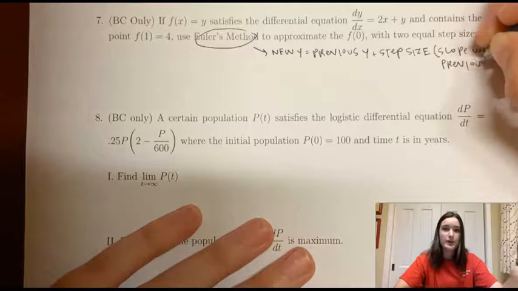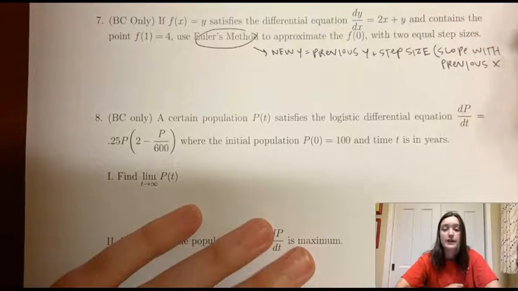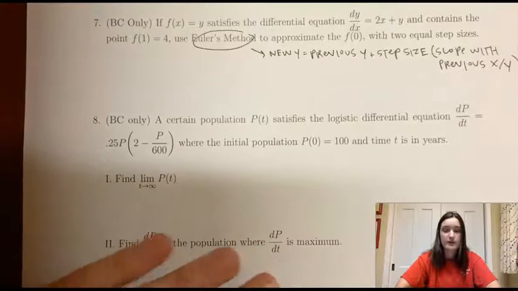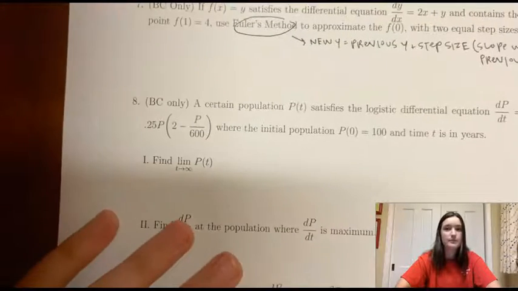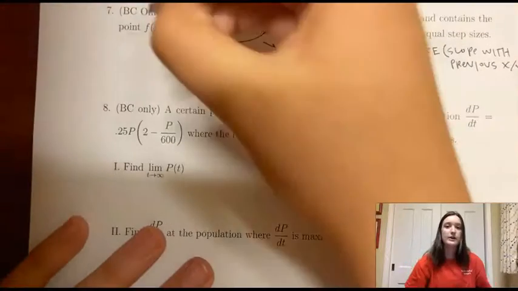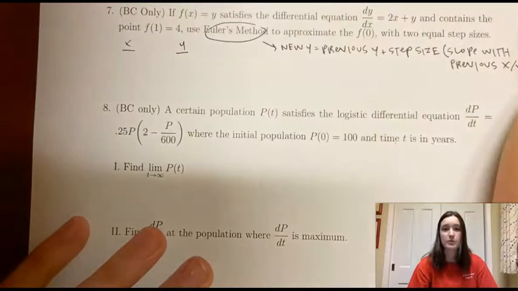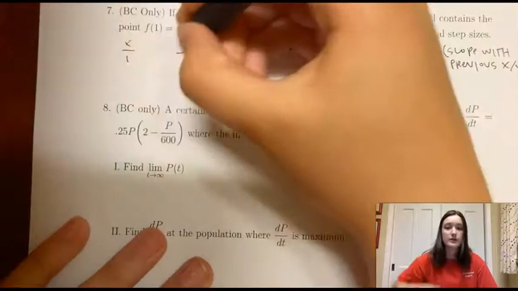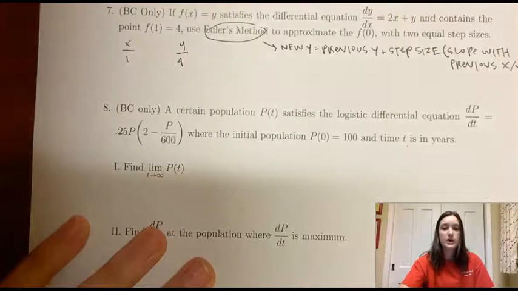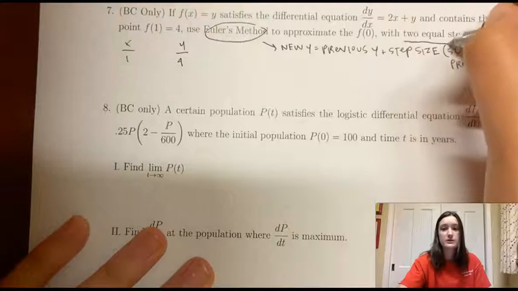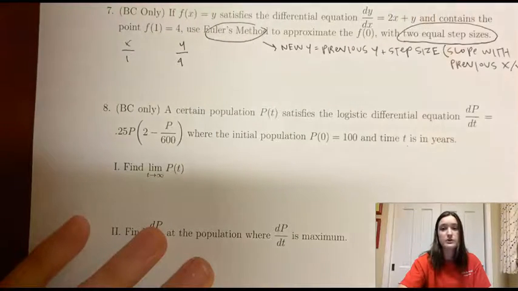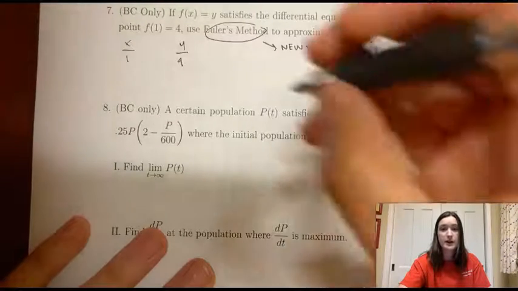So the easiest way to do these, I think, is to write out little columns for your x and y. I think it helps keep track of everything as you work through the Euler's Method problem. So I'm going to make my x and y column, and I'm just going to start with the given. You're always going to be given a point at the beginning. So I've got 1 and 4. And remember that the question is asking to approximate f of 0 with 2 equal step sizes. So we're going to have 2 different numbers, and the last one is going to be f equals 0.